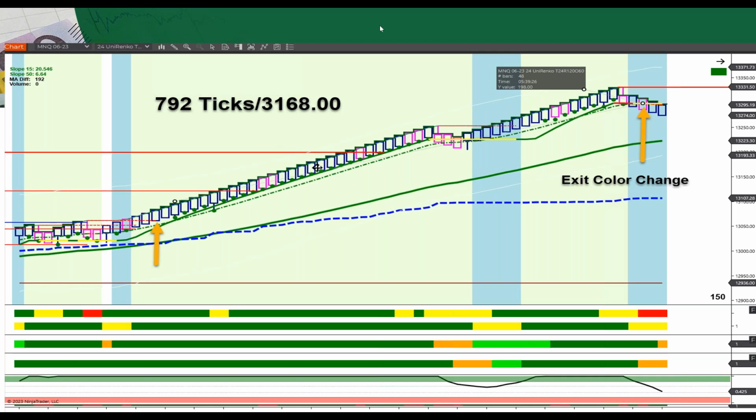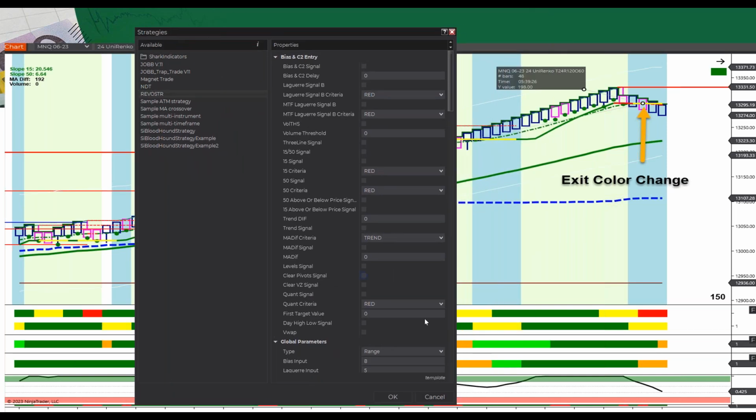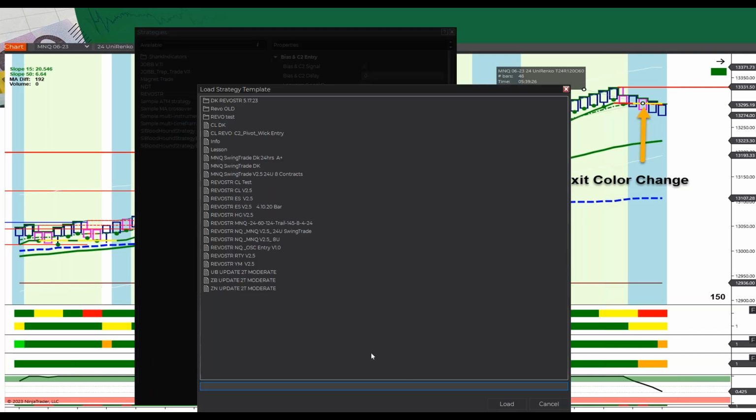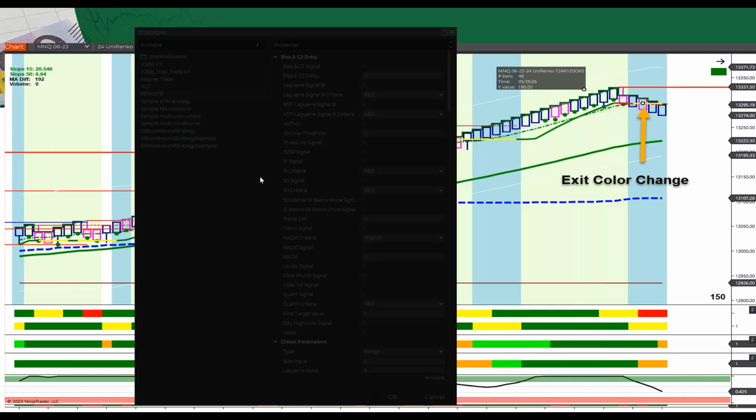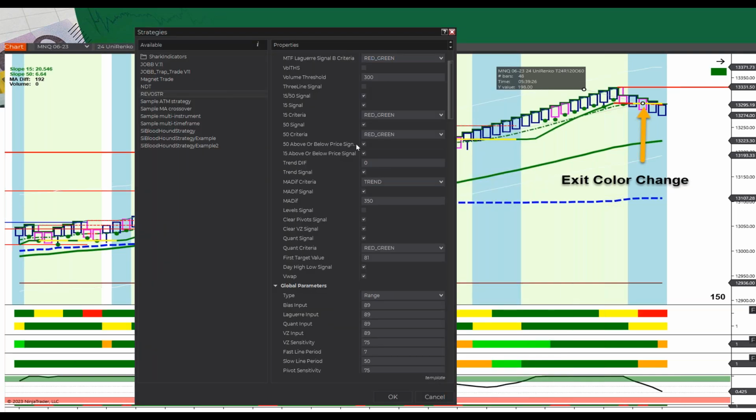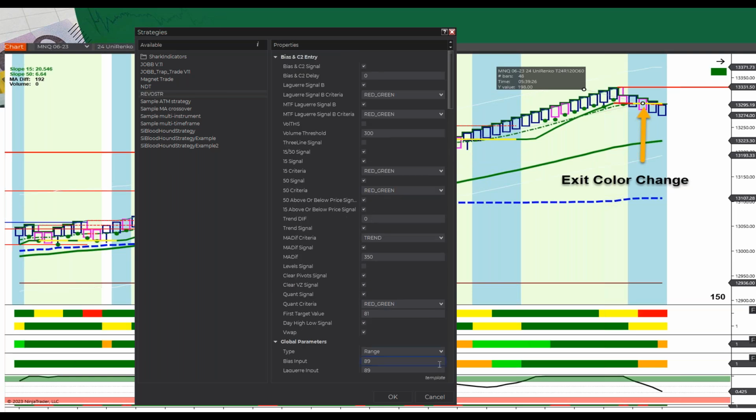So I'm asked all the time, what does the auto trader do? Well, I'm going to answer that question right now. I'm going to pull up the strategy and show you the settings in the strategy. And I'm going to load up my template. Let's just do this one. Why didn't this template load? Load this template. Oh, there we go. Something's not right here. Oh, yeah, it is.